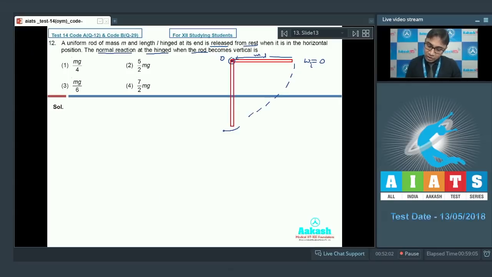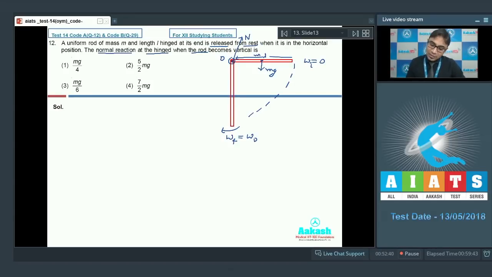So we can say that it must have acquired some angular speed, let's say omega naught, right? As we can see, there will be a normal reaction at this hinge point. There will be two forces acting on this rod. One is mg, which is acting at the center of mass of the rod, and the other is the normal reaction due to this hinge point, right?